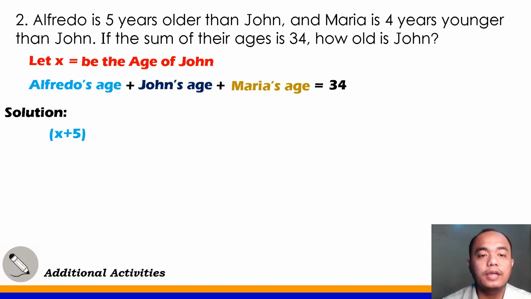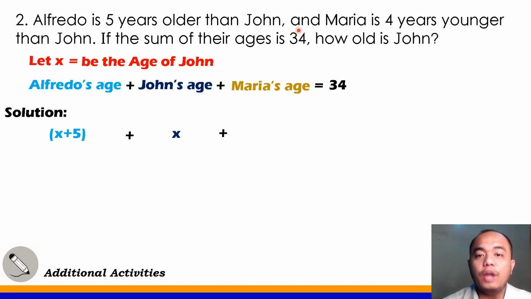So here's the solution now. So x plus 5 would represent Alfredo's age. Saan natin nakuha yung x plus 5? Okay, so balik tayo dito. Balikan natin ito. Alfredo daw is 5 years older than John. Mas matanda ng 5 taon si Alfredo i-compare mo kay John. So kung edad ni John is x, i-plus mo yan sa 5. That would be the age of Alfredo plus the age of John, which is x, right?